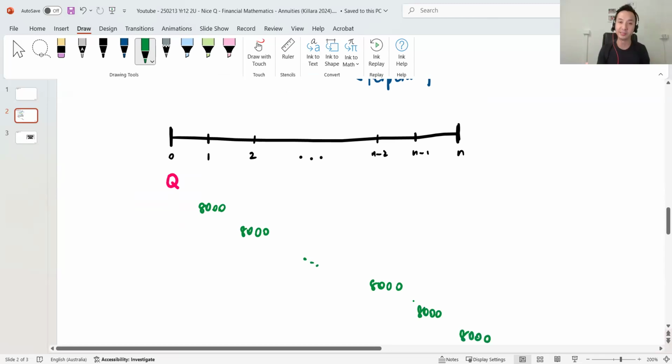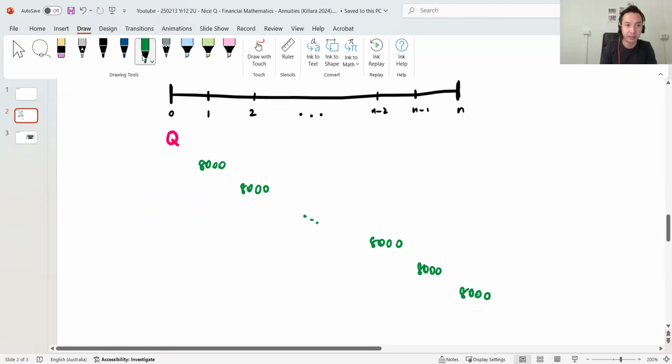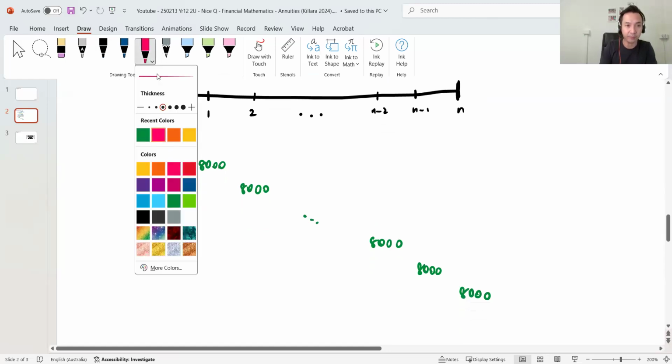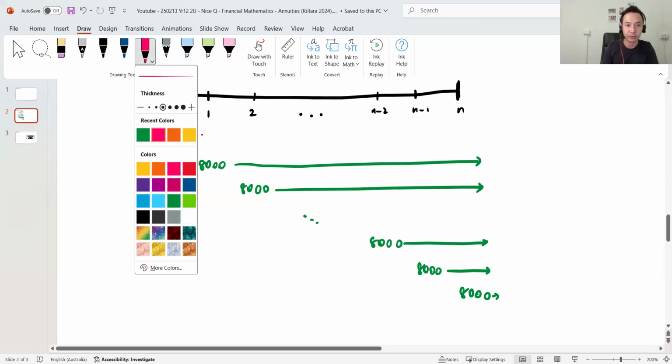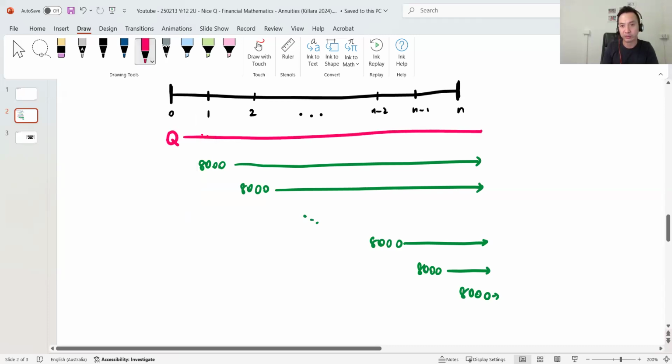Now, there are two ways to do this. I've seen in the solutions for this Kalara past paper that the teacher basically goes and brings forward all these $8,000 payments into the future because at school they're very comfortable with compounding. So they bring everything to the future, and then they equate that to bringing Q all the way to the future as well. So the final pink number equals the sum of all the greens, and then they equate them, and that makes sense.